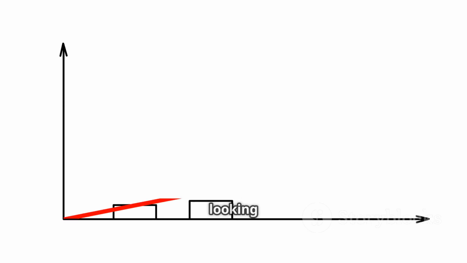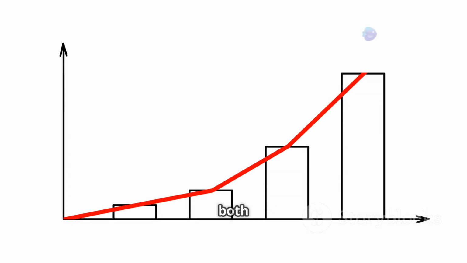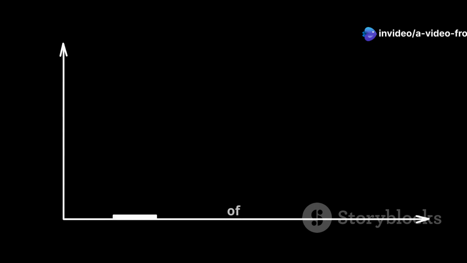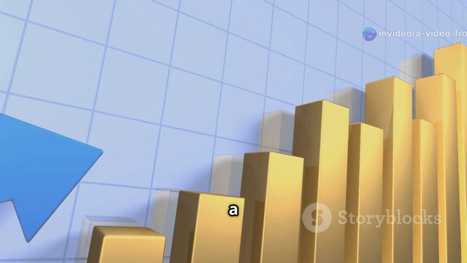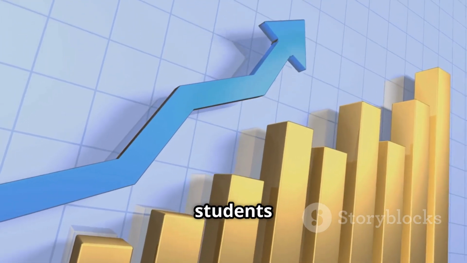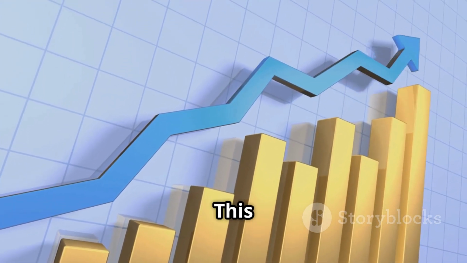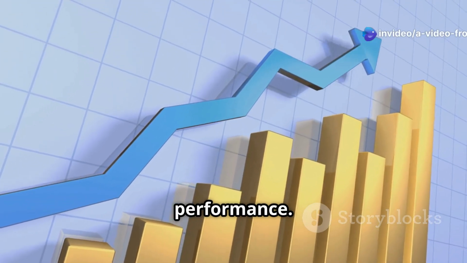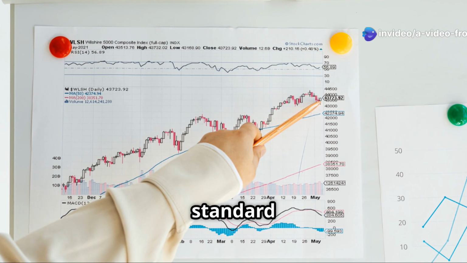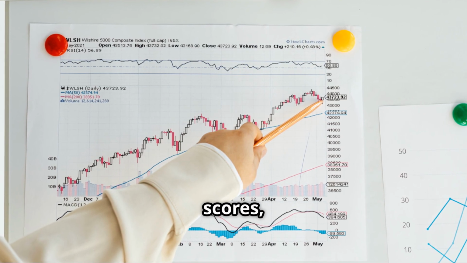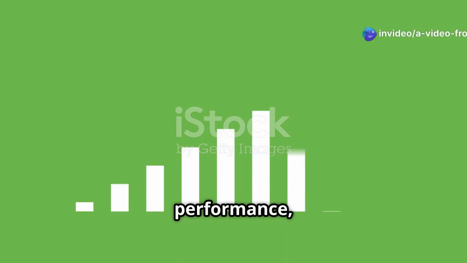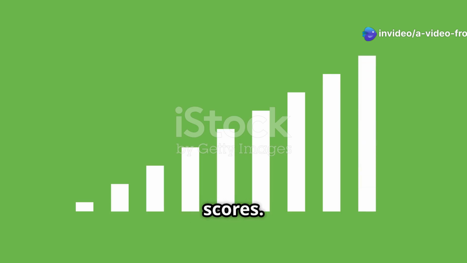For instance, if we are looking at the exam scores of two different classes, both having an average score of 70%, the standard deviation can tell us more about the performance of the students in each class. The class with a smaller standard deviation would indicate that most students scored close to 70%. This means that the students' scores are more consistent, and there is less variation in their performance. In contrast, the class with a larger standard deviation suggests a wider range of scores, with some students scoring much higher or lower than the average. This indicates more variability in the students' performance, with a greater difference between the highest and lowest scores.